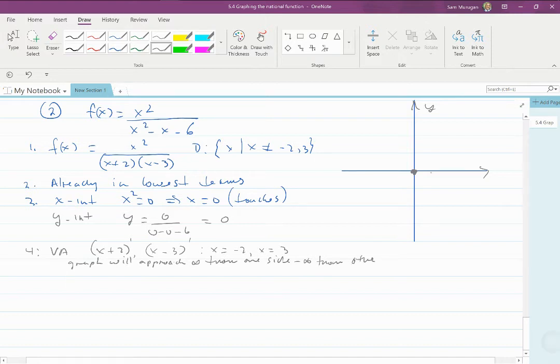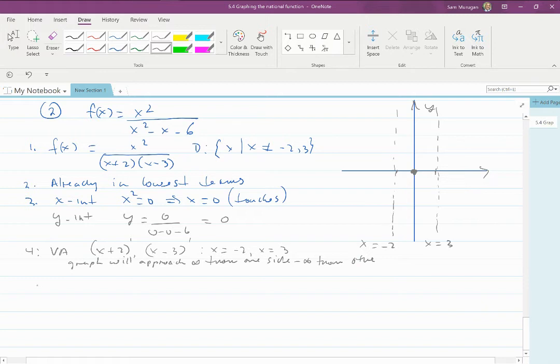We can go ahead and join these two. Let's go ahead and sketch in that asymptote at x is equal to 3. So that's x is equal to 3. And x is equal to negative 2 is somewhere about here. Okay?